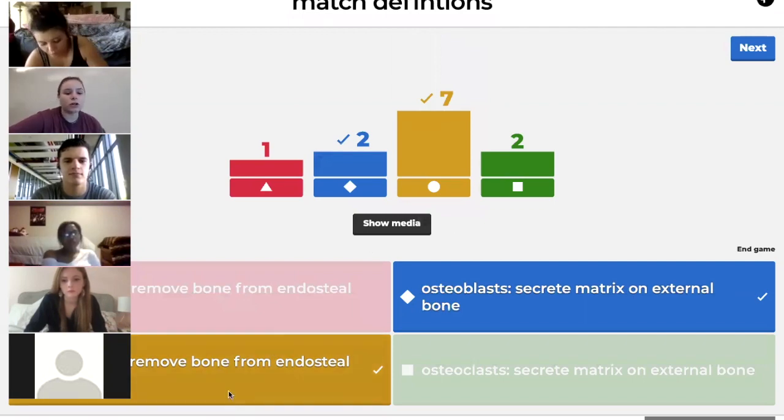Okay, so osteoclasts, right? Clasts break down, they remove bone from the surface, and blasts secrete matrix on the external surface, right? Blasts build and clasts destroy.